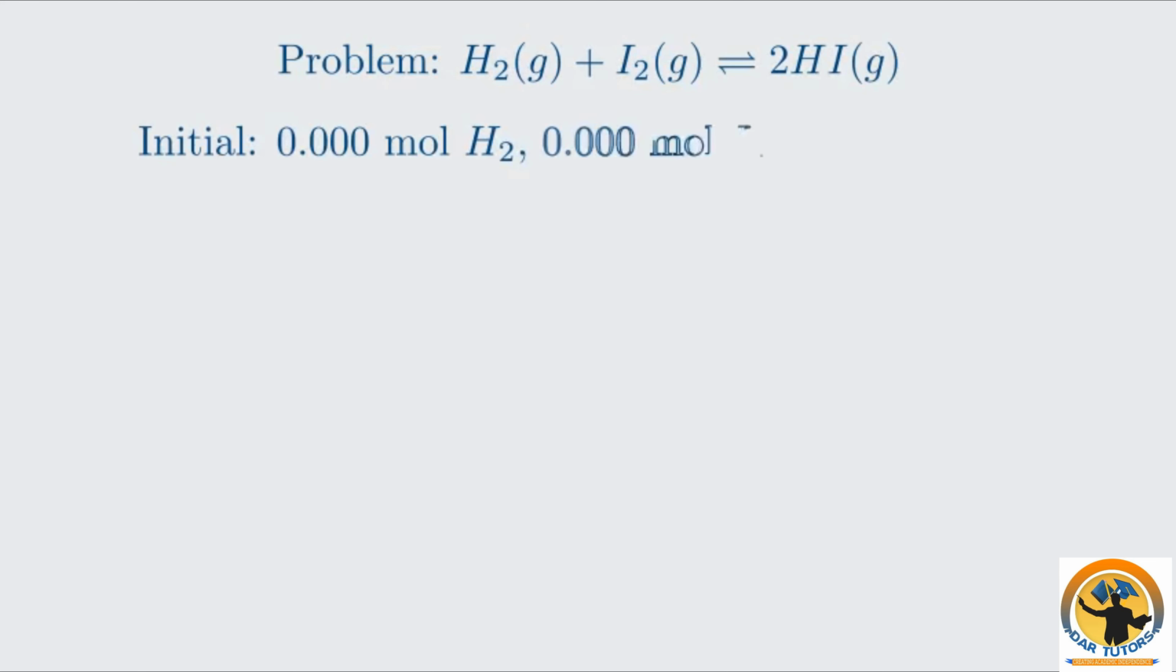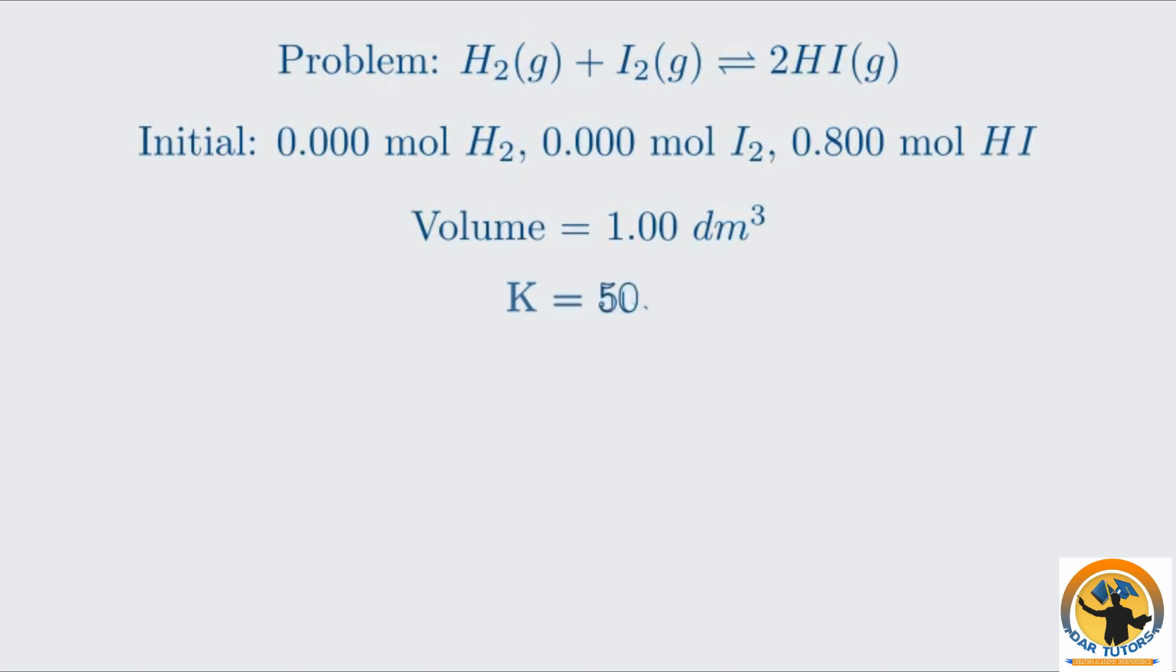This time, we'll start with a product, and the problem will involve a quadratic equation, which is a common scenario in HL chemistry. Consider the same reaction, but we'll start with 0.800 moles of hydrogen iodide in a 1 cubic decimeter vessel. The equilibrium constant is still 50.5.